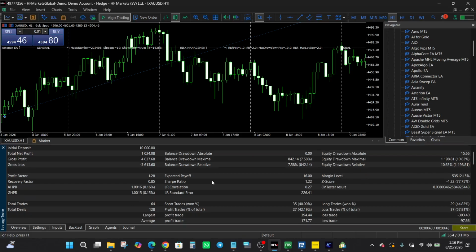Okay, so here we can see the total trades taken. We have 64, out of which 27 were profitable. This is low. The win rate here is 42.19%. Okay, so that is kind of low.